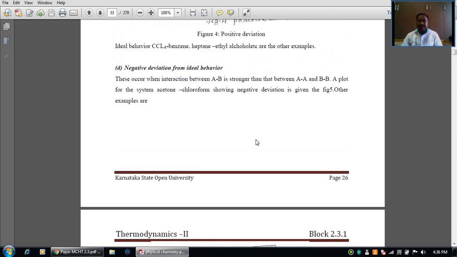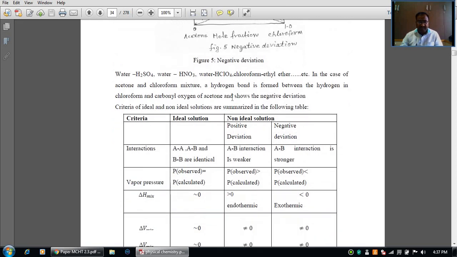Suppose we consider component A and component B, and both mix with each other. When the interactions between them are weaker, the vapor pressure is greater than that of the pure components, and that is positive deviation. With stronger interactions between A and B, the vapor pressure decreases, and that is negative deviation from ideal behavior.